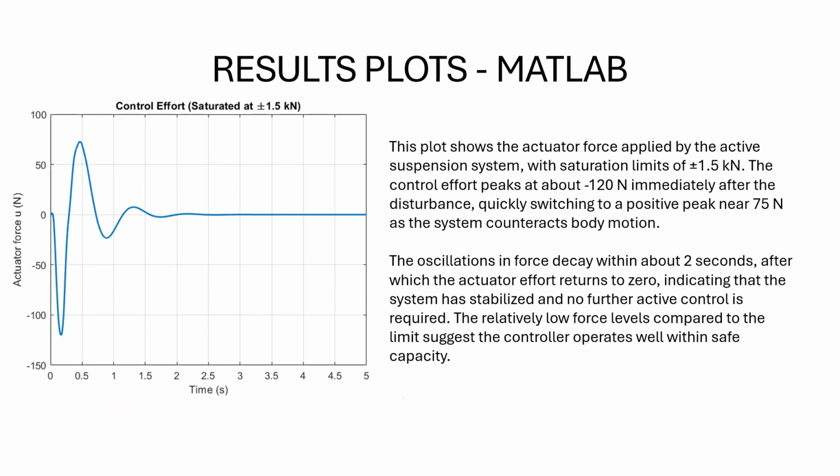This is also another MATLAB plot that shows the control effort, which was saturated at plus or minus 1500 newtons, which I also modeled in Simulink, as you will see later on. So basically this plot shows the actuator force applied by the active suspension system with saturation limits, like I said, of plus or minus 1500 newtons, and the control effort basically peaks at around negative 20 newtons immediately after the disturbance.